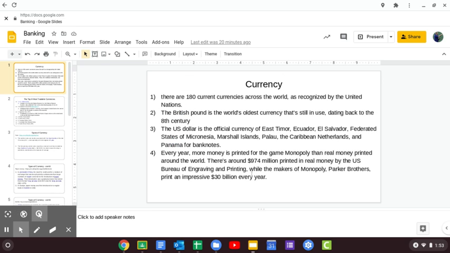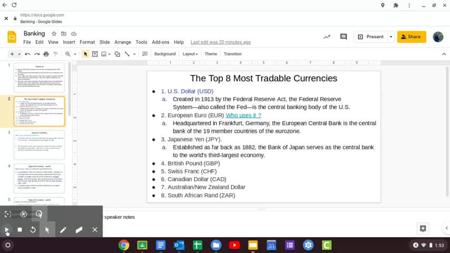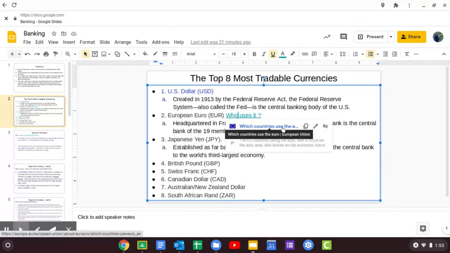As always, going to review for a minute. We talked about at least 180 currencies across the world, and probably more than that. We saw that the British pound is the world's oldest currency. Among the 8 most tradable currencies is the European euro, and we put our link in here for who uses it. Let's check this one out.